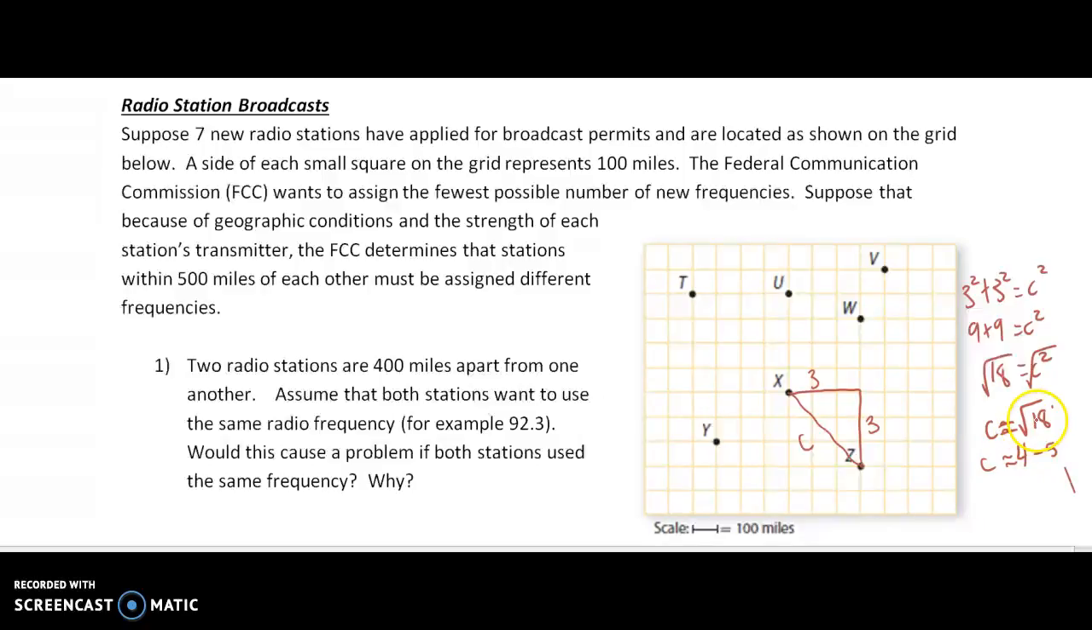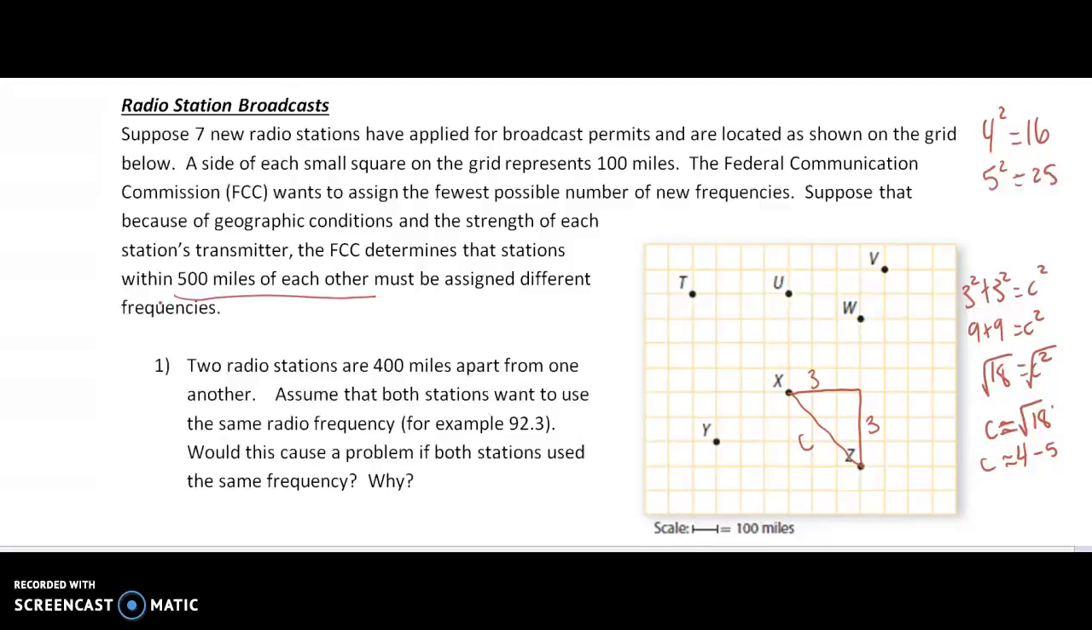And you might be like, how did you get to that conclusion? Well, I know 4 squared is equal to 16. 5 squared is equal to 25. Last time I checked, this 18 falls between 16 and 25. This is probably going to be closer to 4 is what square root of 18 is. Okay? So somewhere in that range. So, seeing as it's less than 5, I'm going to estimate that there will be an edge between X and Z following this 500-mile radius, or having 2 radio stations within 500 miles of each other.